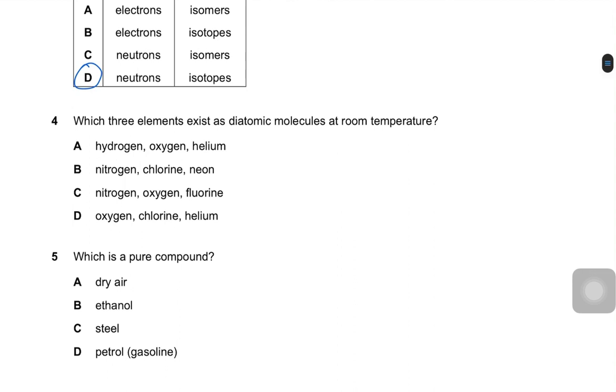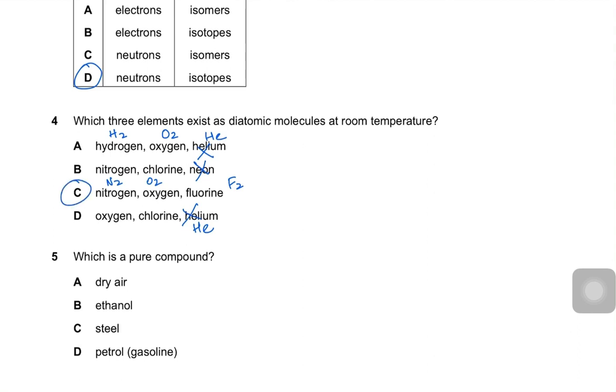Which 3 elements exist as diatomic molecules at room temperature? Hydrogen does, oxygen does, helium does not. Again, neon does not. In option C, I think nitrogen, oxygen and fluorine all are gases at room temperature and they are diatomic. Over here, helium again, wrong. So C for cat.